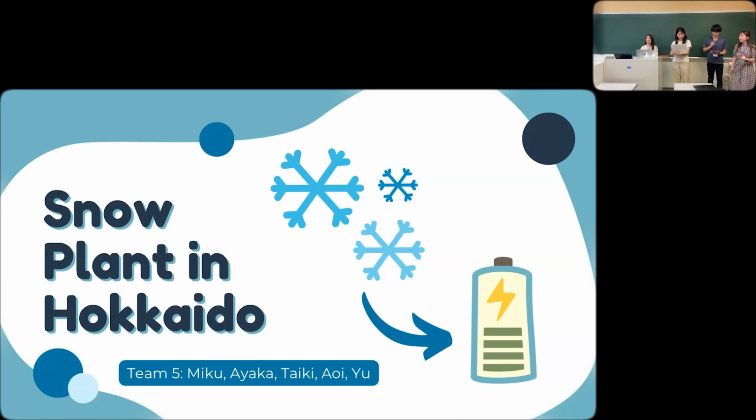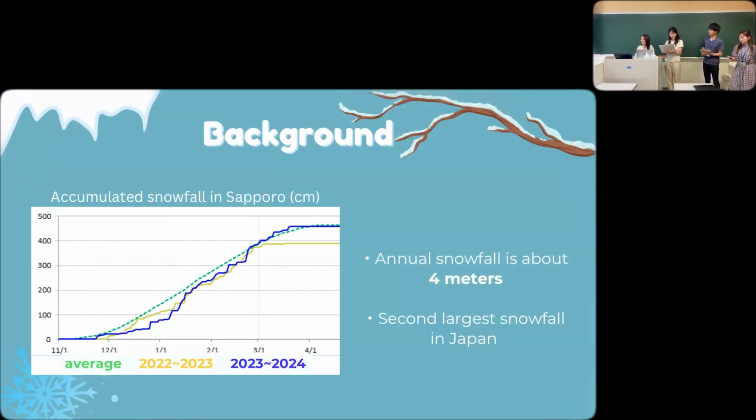Hello everyone. I'd like to talk about our project Snow Plant in Hokkaido. In Hokkaido, we have a lot of snow every year. This graph shows accumulated snowfall in Sapporo, indicating approximately 4 meters of snow falls annually. This amount of snowfall is the second largest in Japan.